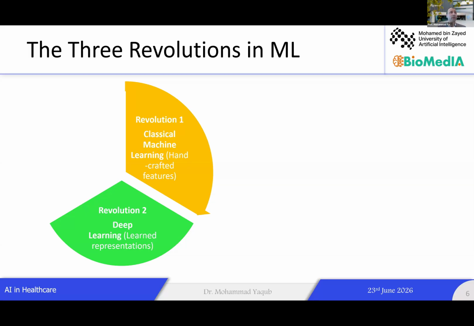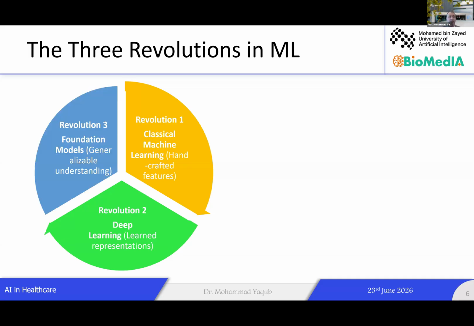It started almost roughly 2012. We started to see the impact of it. And then gradually we moved into the third revolution, which is what we call the revolution of foundation models.